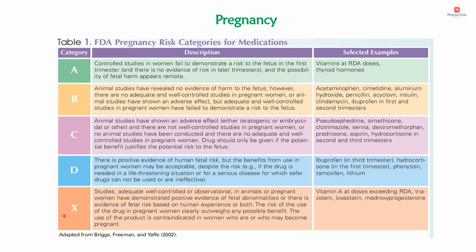Next is category X. Category X means animal or human data shows positive risk. Okay, these drugs are absolutely contraindicated. Category X is when studies, that is adequate, well controlled or observational in animals or pregnant women, have demonstrated positive evidence of fetal abnormalities or there is evidence of fetal risk based on human experience or both. So examples are vitamin A at doses exceeding the recommended daily allowance, then triazolam, lovastatin and medroxyprogesterone.